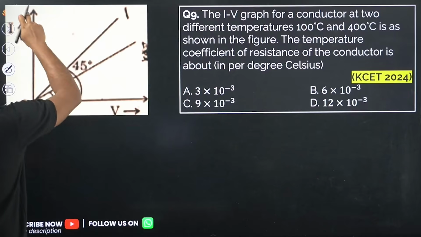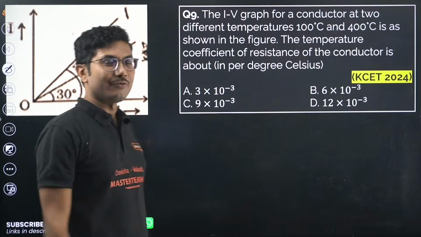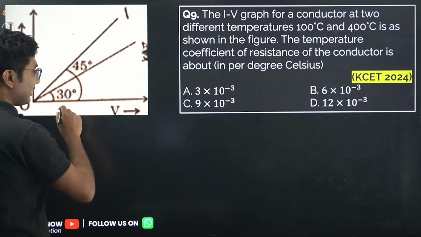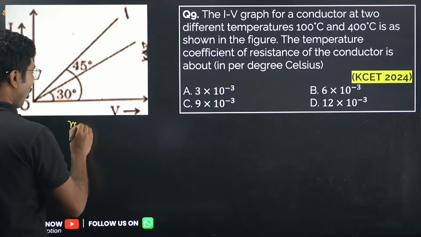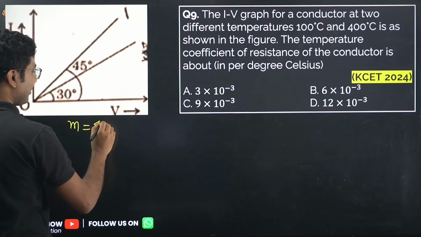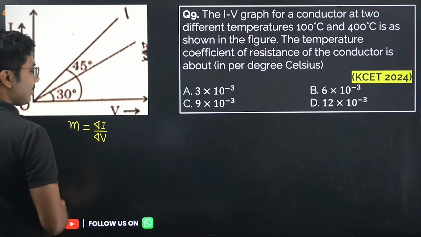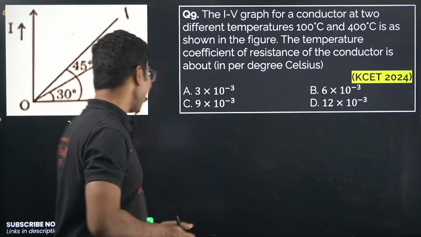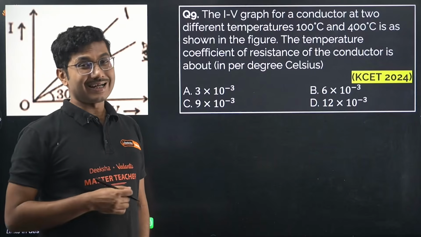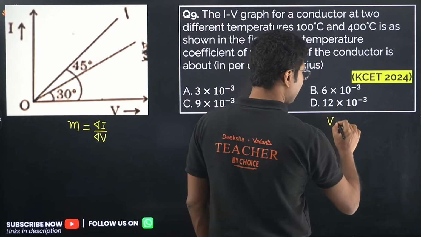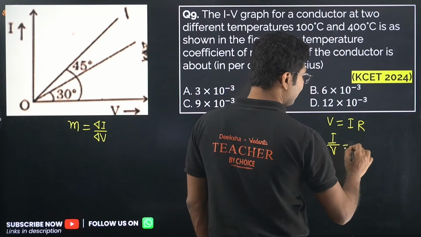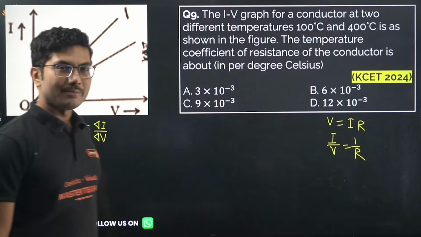Okay, so here we are given I along one direction, V along one direction. I is along the Y direction, V is along this direction. So we know that the slope of a straight line is given by delta y by delta x. And what is I by V? V is equal to IR. From Ohm's law we know that V equals IR. So I by V must be equal to 1 by R.